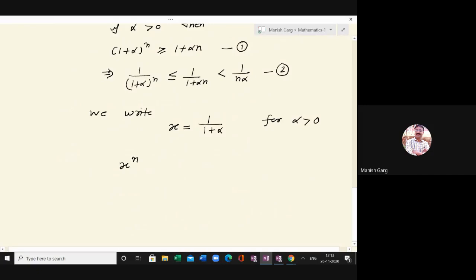So x^n, this is a sequence, will be equal to 1 upon (1 plus alpha)^n. Apply Bernoulli's inequality, so this will be less than 1 upon (1 plus n alpha), and finally less than 1 upon n alpha, because these are positive. So finally you have 0 less than x^n less than 1 upon n alpha. Suppose this is equation 3.